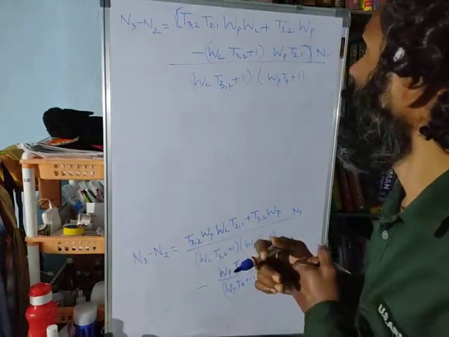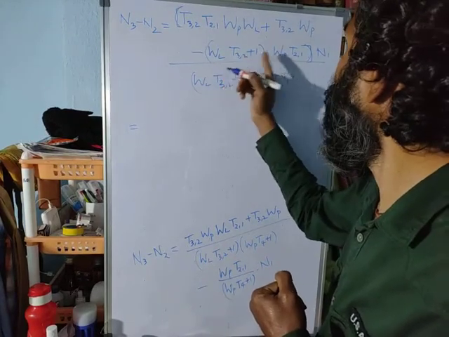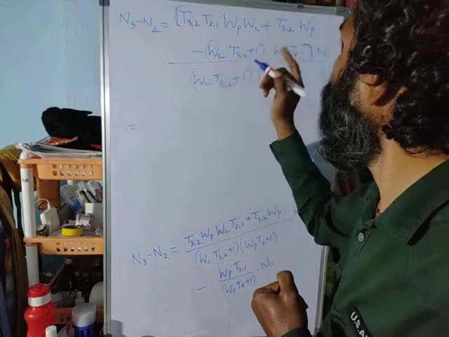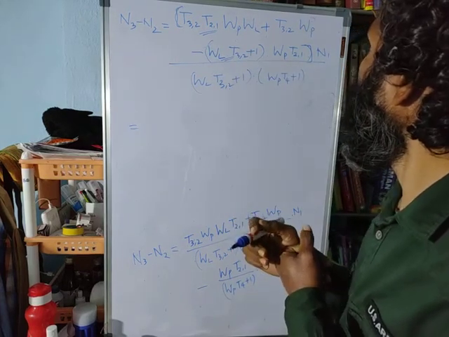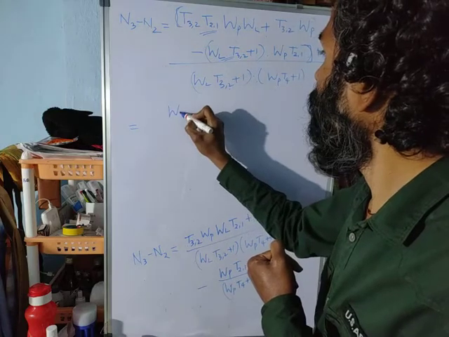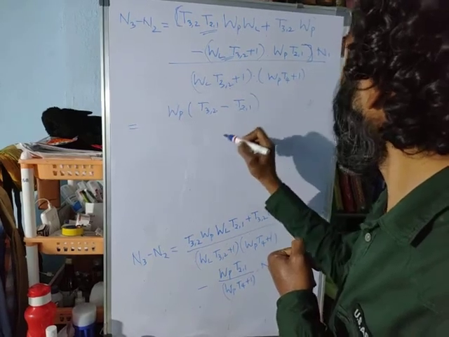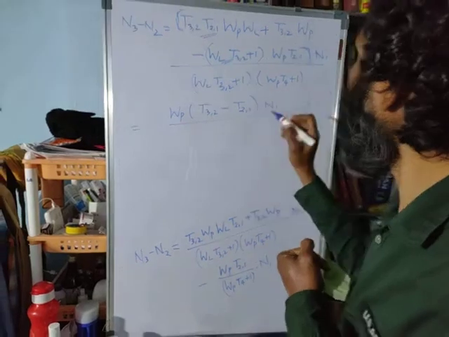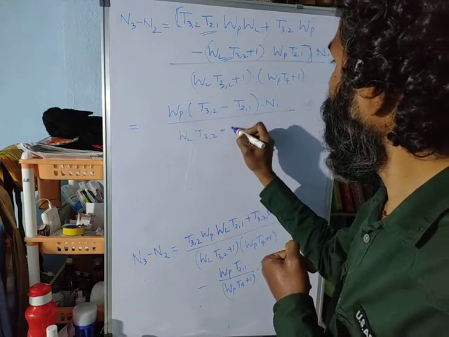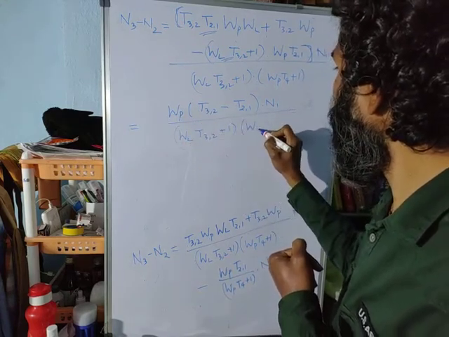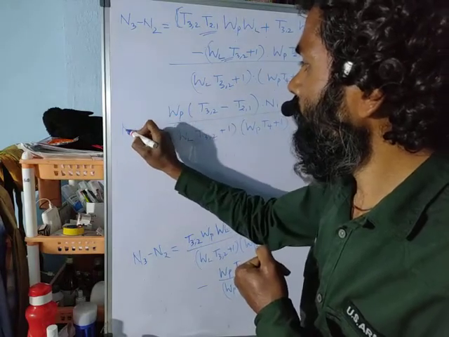So we have this like this, and if we actually multiply this one to each of these terms, we get here T21, T32, WL, WP. So this and this term will get cancelled actually. This and this will get cancelled. So in the numerator what we get is WP into T32 minus T21 into N1 all divided by WL into T32 plus 1 into WP into T4 plus 1. This is what we get for N3 minus N2.